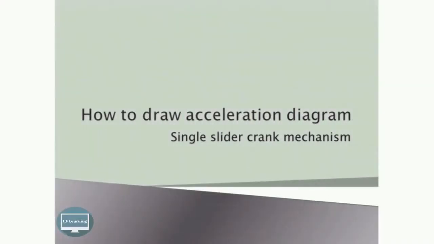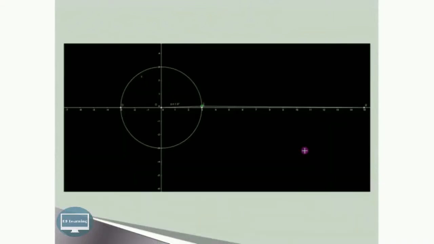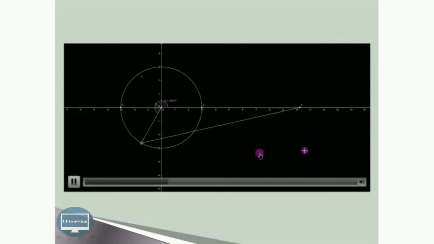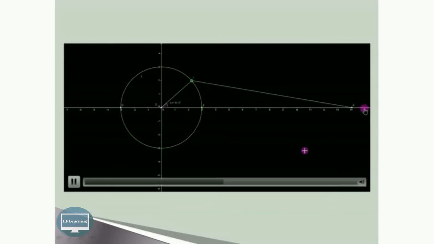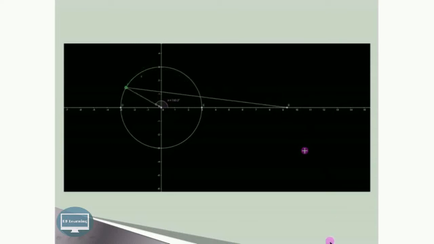So let us try to understand how to draw the acceleration diagram in case of a simple mechanism like the single slider crank mechanism. Here the single slider crank mechanism is in action. This animation shows the single slider crank mechanism. Here we have this crank which is rotating and the slider B is reciprocating inside the cylinder, and from this end up to this end it is the stroke length of that particular piston.